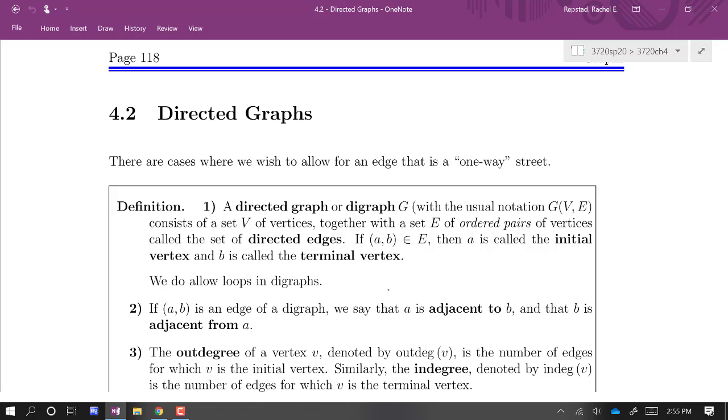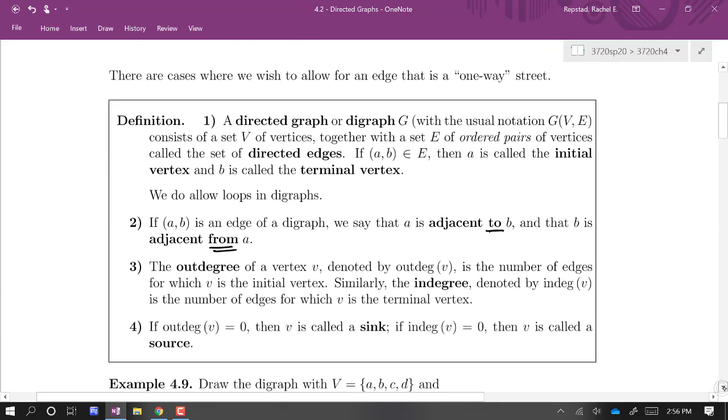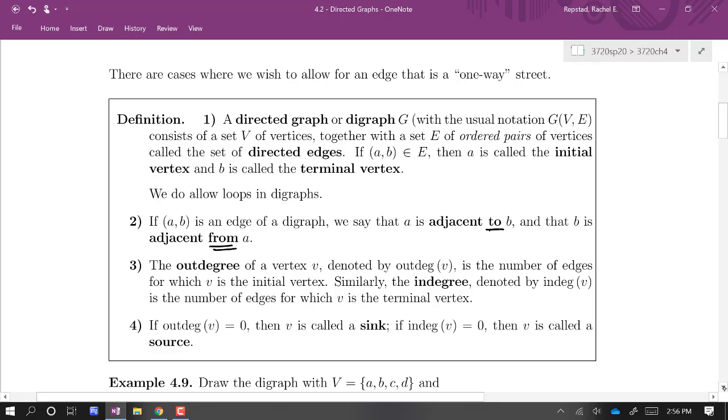Each edge, because it is directed, has an initial vertex and a terminal vertex, where it starts, where it ends. We say if AB is an edge going from A to B, we say that A is adjacent to B and B is adjacent from A. So if you see that language used there, that indicates the direction of the edge.